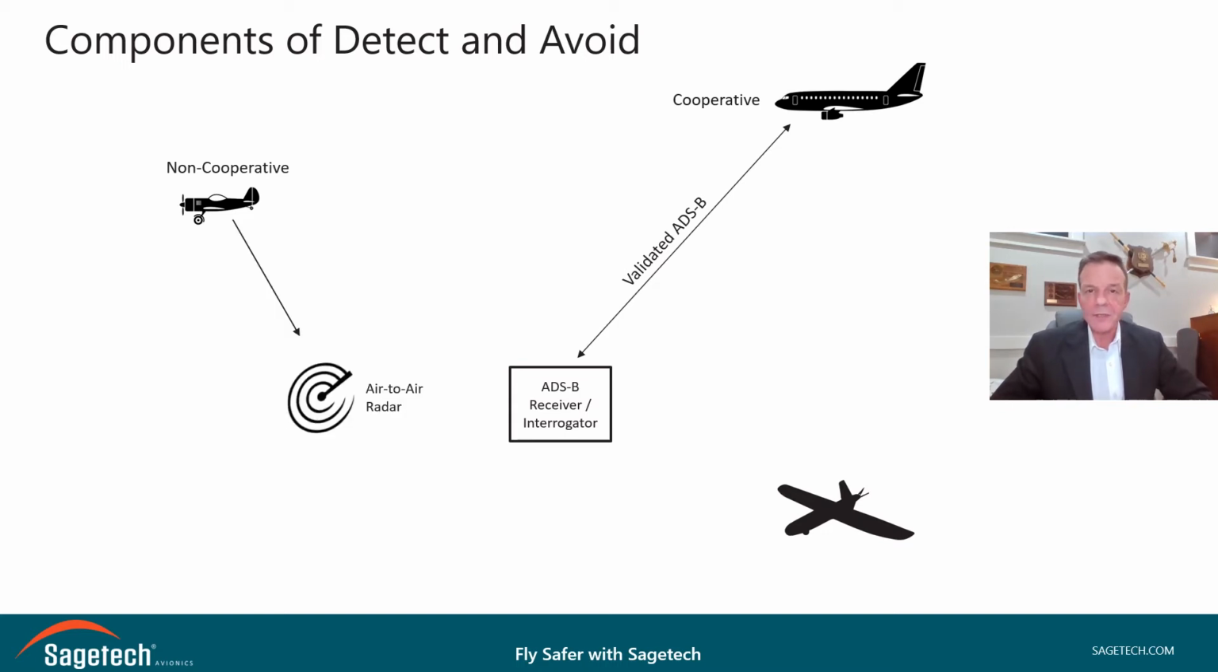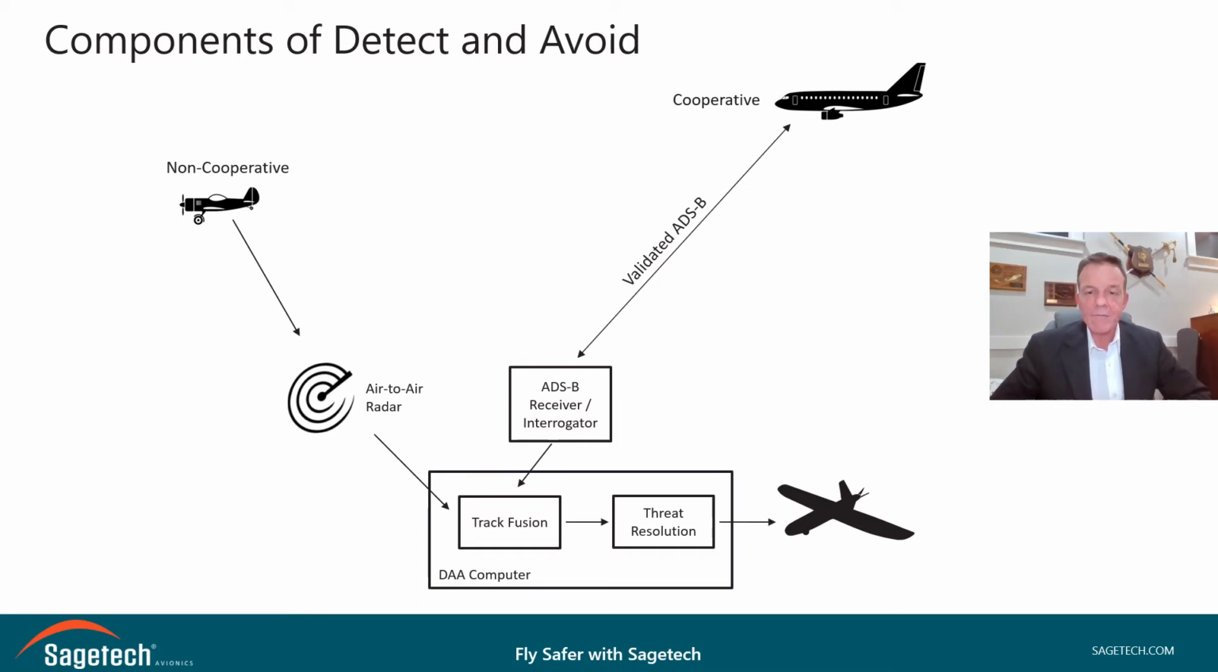A radar system will detect non-cooperative traffic, and then the tracks from the radar and from the ADS-B receiver will be fused together as part of the DAA computer. Traffic advisories and then resolution advisories will be given to the UAS via the threat resolution module if a collision is imminent. And then that DAA computer will provide the information on resolution advisory commands, either to climb, descend, or turn, to the transponder so that other cooperative traffic will be aware of the UAS intentions.